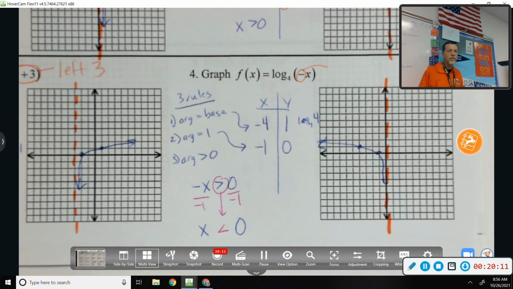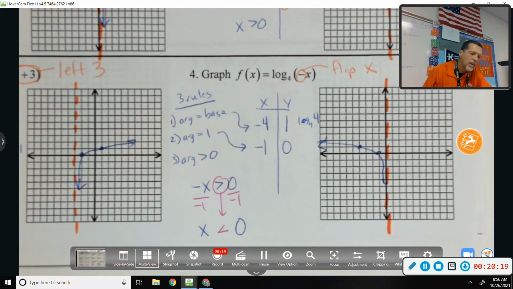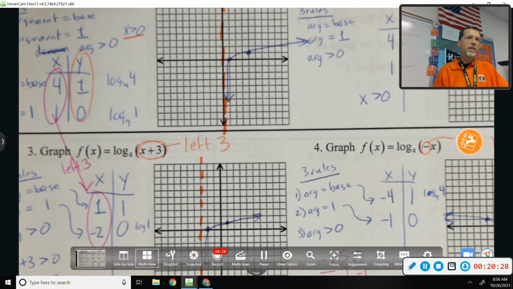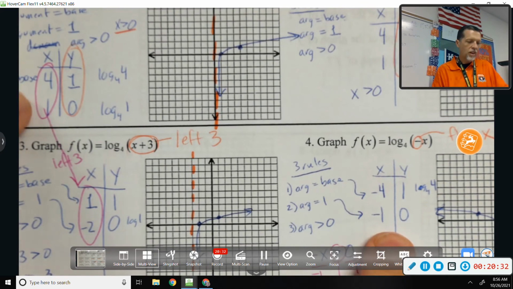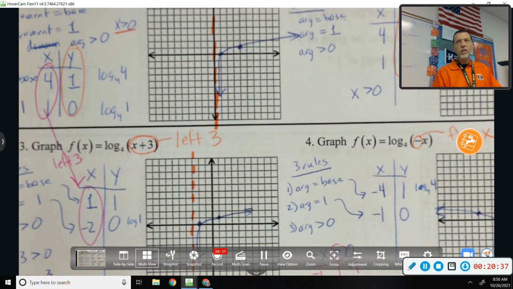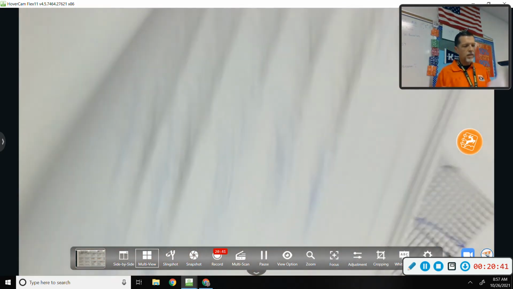Okay, parent function experts. What does a negative on the x do? Flips it. It's sort of an x flip. And sure enough, look at the points of number 4 compared to number 1, and there's an x flip. So you can accomplish the table with the parent function rules or the log rules. Or if you know both, you kind of do both to make sure it makes sense.